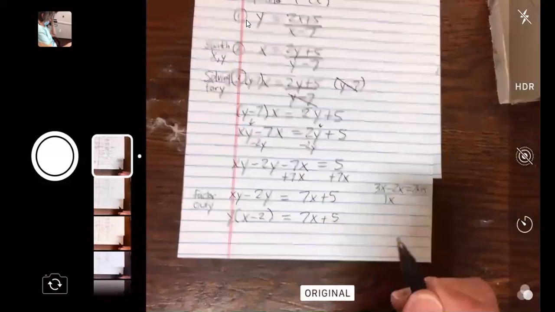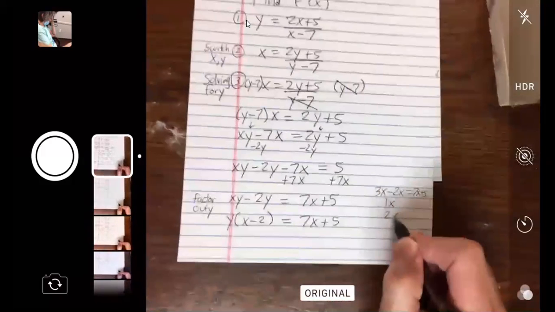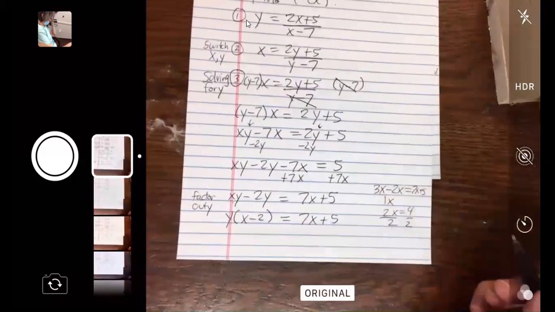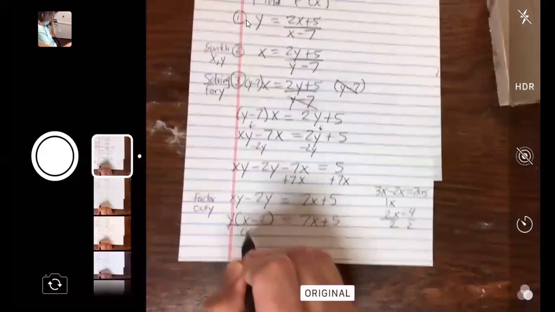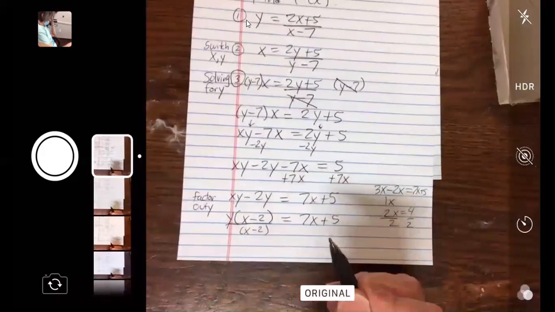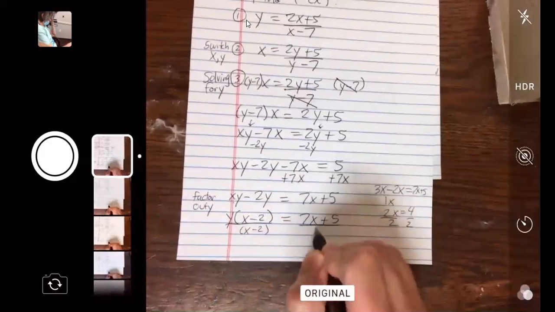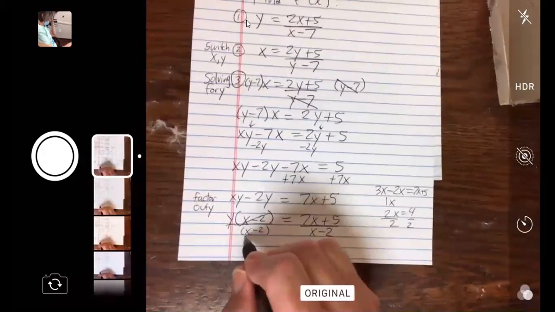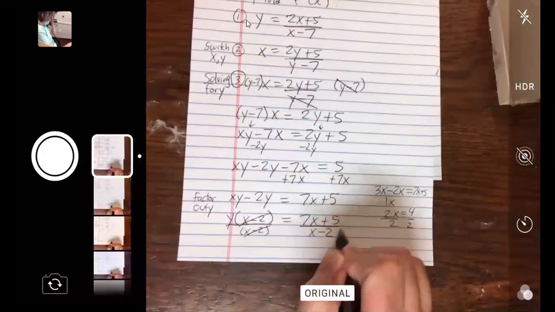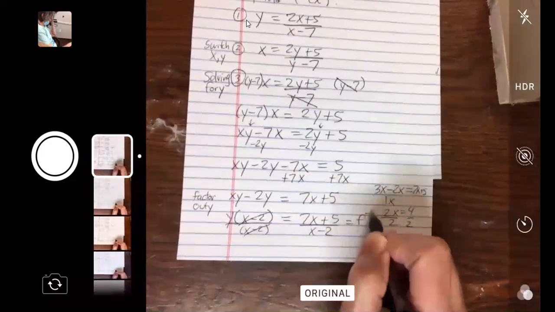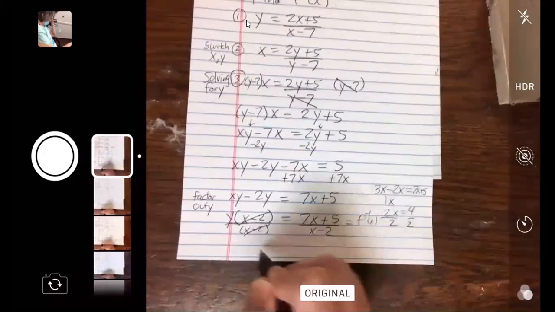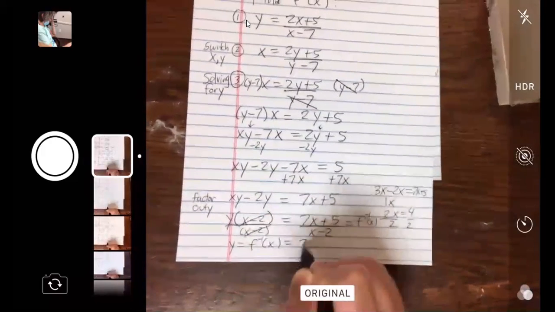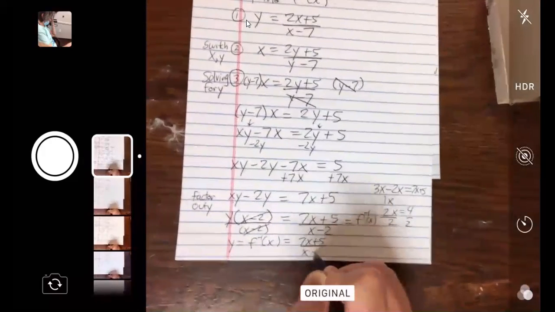All right, it's just like solving 2x equals 4 now. Whatever multiplies your unknown, you just divide by it. And that happens to be x minus 2. You don't technically have to put it in parentheses. It cancels here, and this is your inverse function. Y equals f inverse of x, which is 7x plus 5 over x minus 2.